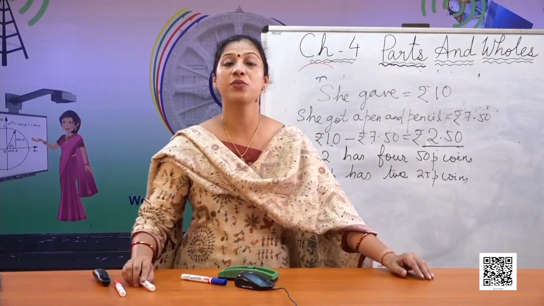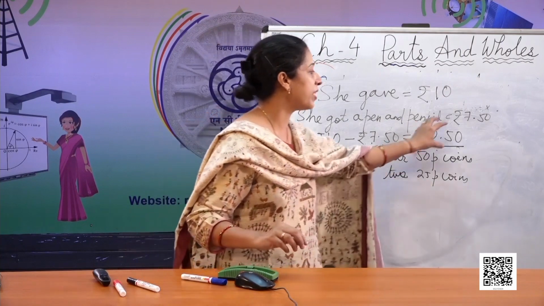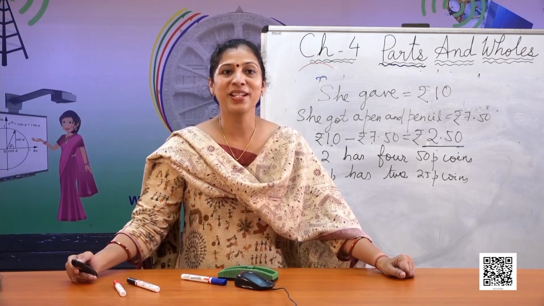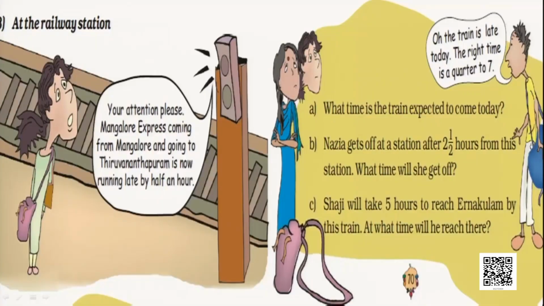You can find out your own solution by doing different combinations for this. Understood? Now let's go to the next question. Now this is a picture of a railway station and the announcement is going on. Your attention please. Mangalore Express coming from Mangalore and going to Thiruvananthapuram is now running late by half an hour. And the person who is standing, he is saying, oh, the train is late today.